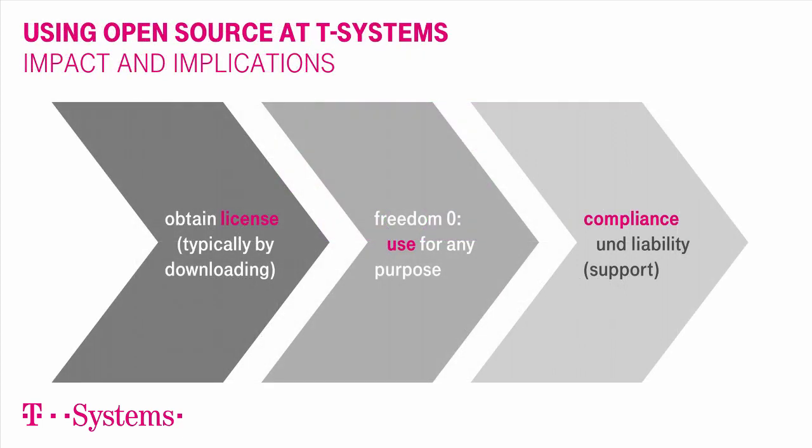There are two main ways to get in touch with open source software, and let's have a look how they apply to us here at T-Systems. The first is just to use the software. To do so, you need to obtain a license, which is kind of implicit if you just download the software, as by downloading and using and executing the code, you accept the license agreement implicitly. And this license agreement grants you the freedom 0 to use for any purpose. So you run it and you're just fine.